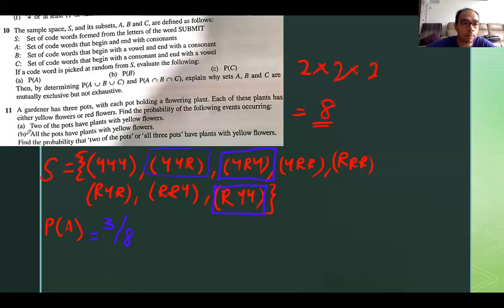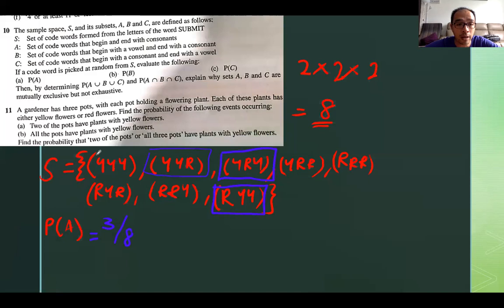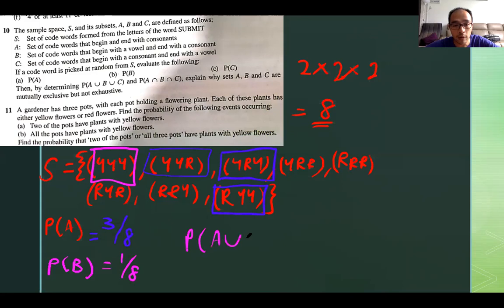So B, all the pots have plants with yellow flowers. Semua adalah warna kuning. And in that case, only one is possible. So ini saja yang mungkin. So the probability of this B is 1 out of 8. Find the probability that 2 of the pots or all 3 pots have yellow flowers. So we want to find the probability of A atau B.